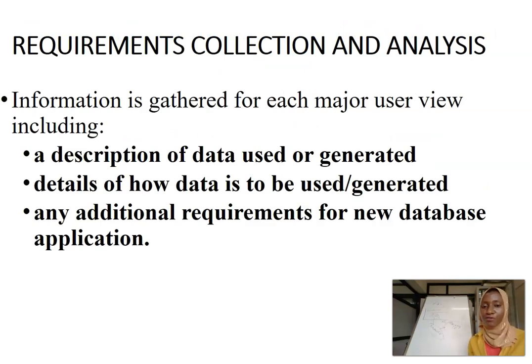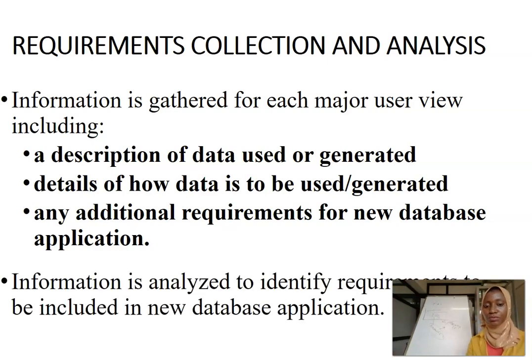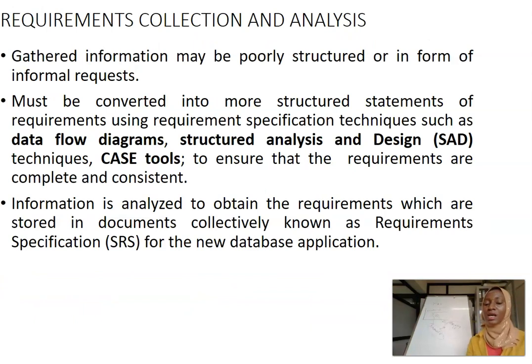So the information is gathered for each major user view, and this includes a description of the data used or generated, the details of how the data is to be used or generated, and any additional requirements for the new database application. So information is analyzed to identify the requirements to be included in the database application. So all the information that we get from the different users, that's why we call it requirements analysis and design.